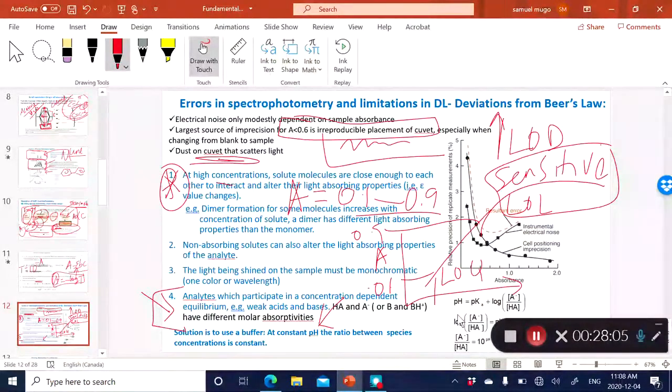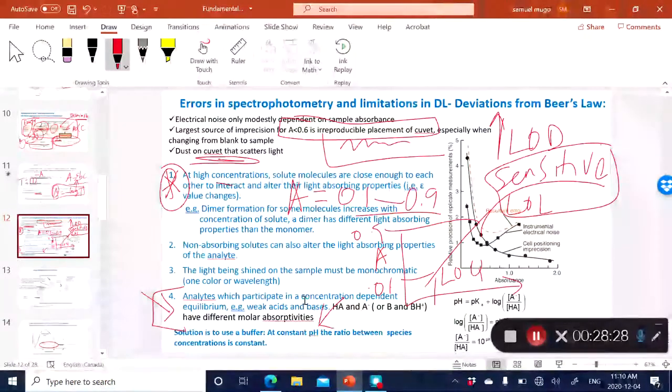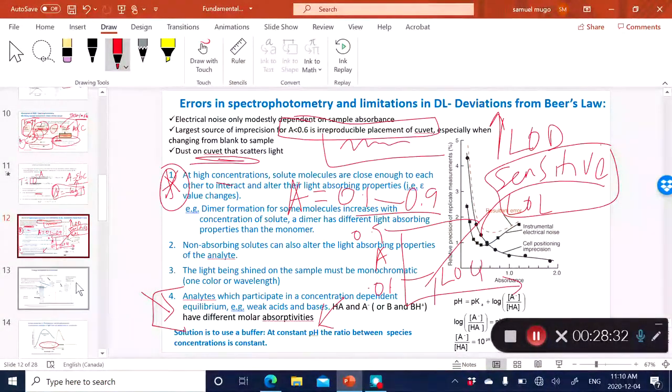Because remember, acids and their conjugate bases would have different molar absorptivities. And so that's why you can't really use it without buffering the system. So that's a solution, to buffer. So if I was analyzing aspirin, dextromethorphan, ibuprofen, and so on using a spectrometer, then I should always add a buffer.